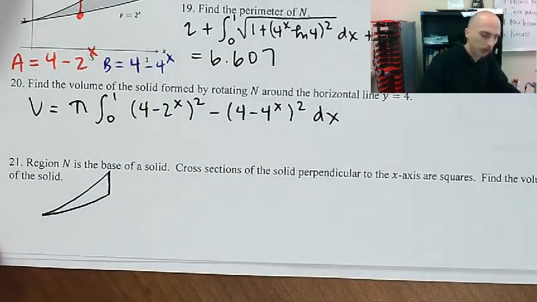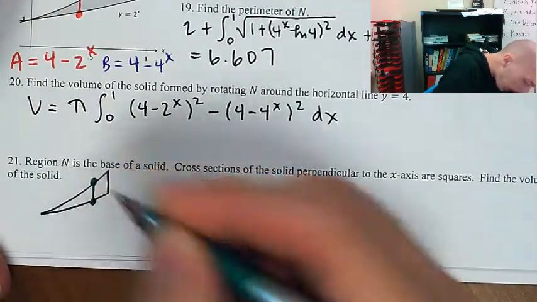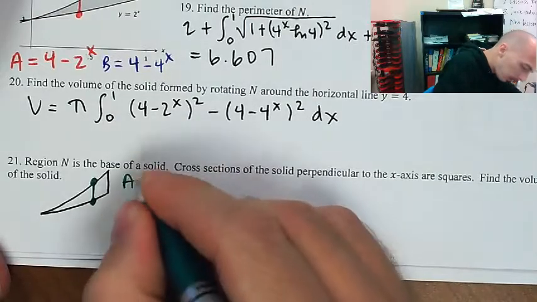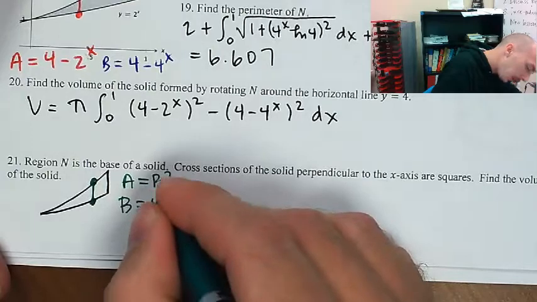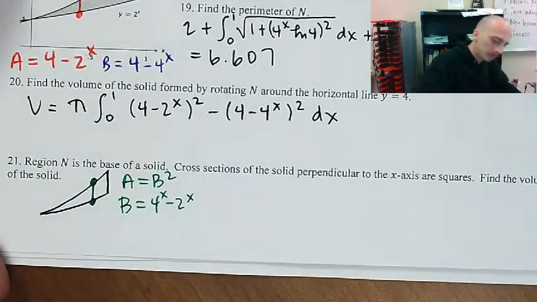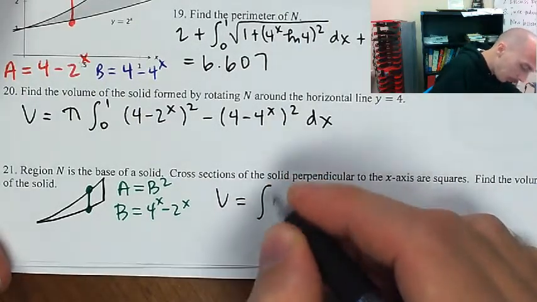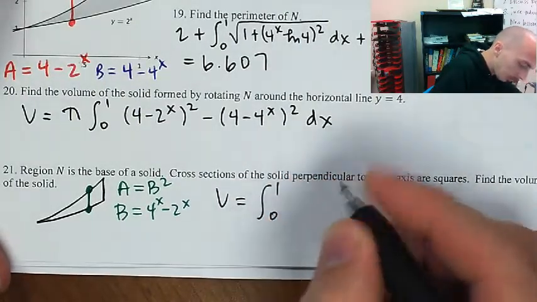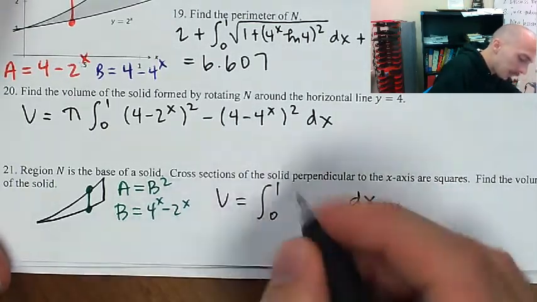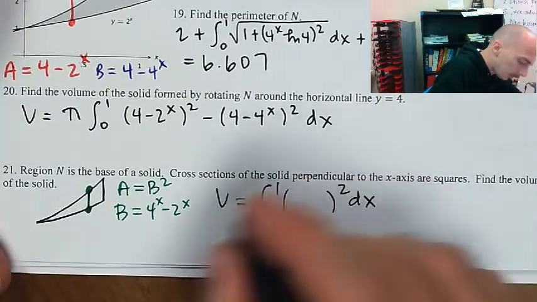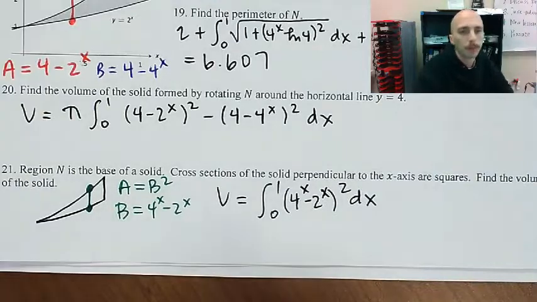Okay. And perpendicular to the x-axis would look like that. They are squares. Area of a square is base squared. Base is top minus bottom, so that would be 4 to the x minus 2 to the x. We've got our volume formula. Volume for cross sections, as x runs from 0 to 1, is the integral of area. So I'm going to take B and I'm going to square it. Base squared. So 4 to the x minus 2 to the x squared.